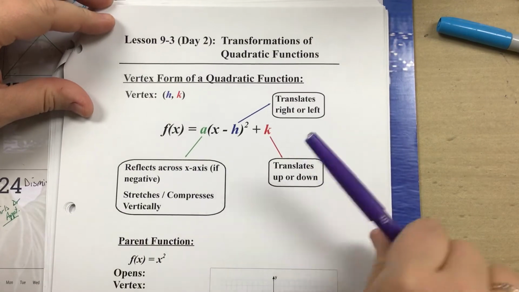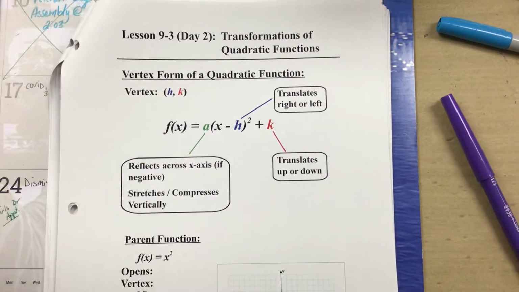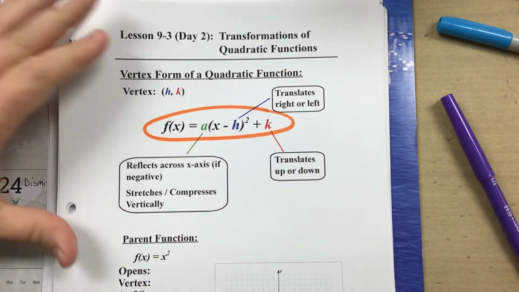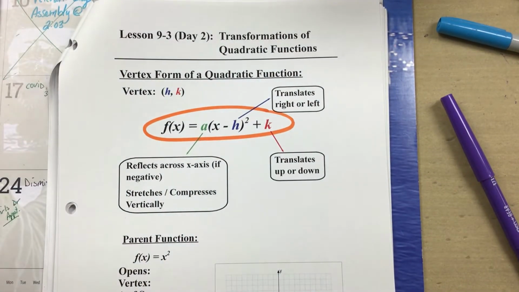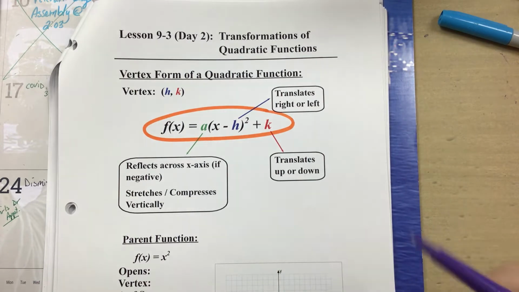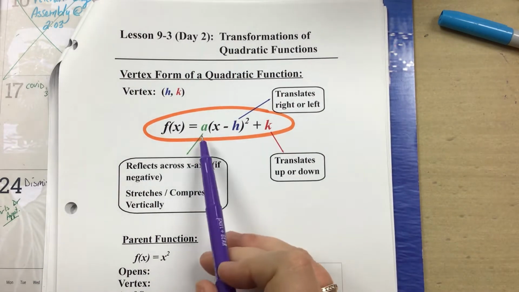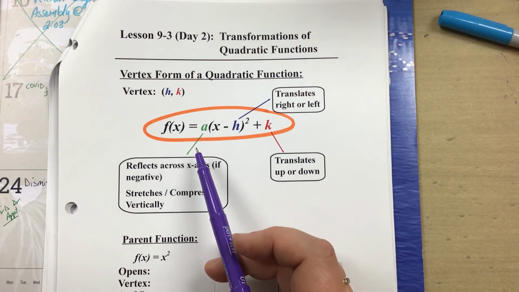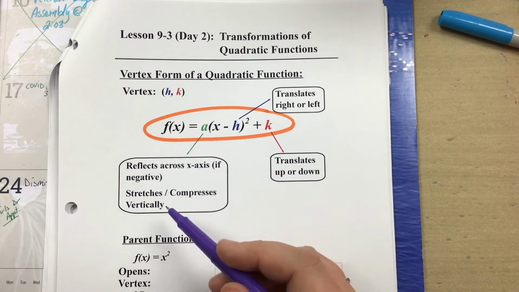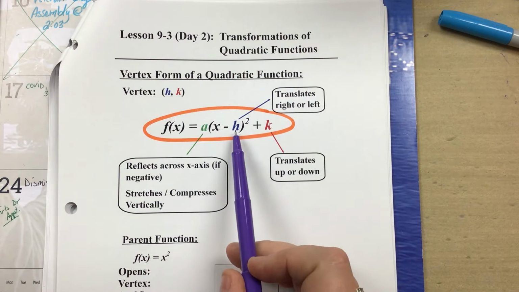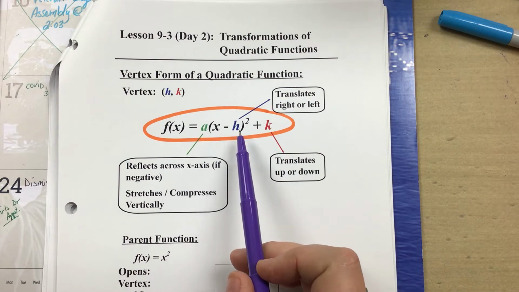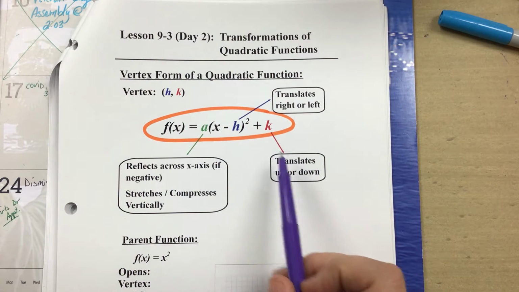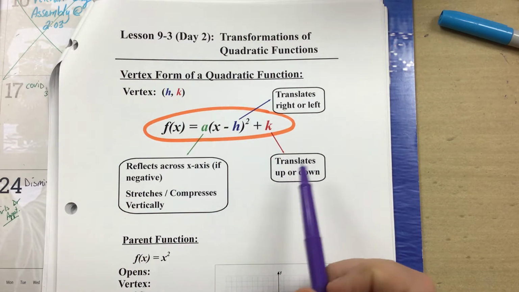Remember from yesterday, the vertex form of a quadratic function looks like this: f of x equals a times the quantity x minus h squared plus k. Your a value tells you, first off, if it's a stretch or compress, and if it's negative, it's a reflection across the x-axis. Your h value will tell you if you're translating left or right, and your k value will tell you if you're translating up or down.